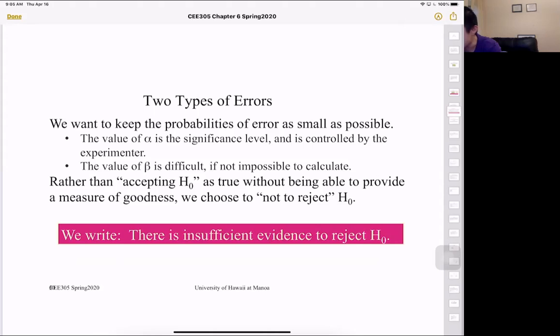That's the reason we want to control the type 2 error. So rather than accepting H0 as true without being able to provide a measure of goodness, we choose to not reject H0. Because again, it is easier to control the type 1 error. Easy to control.